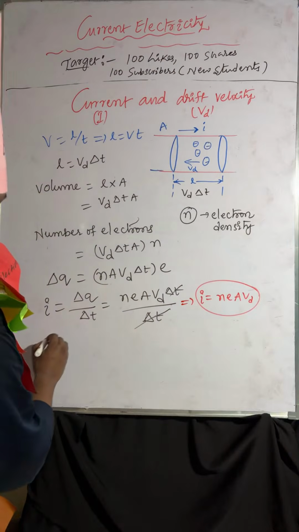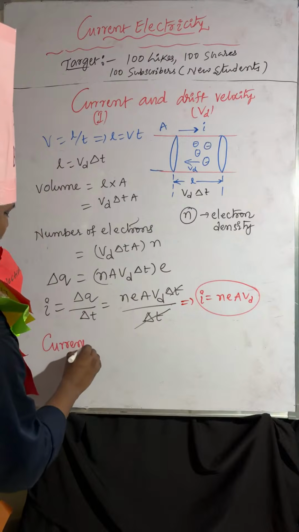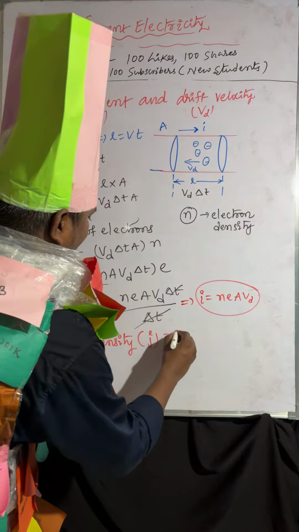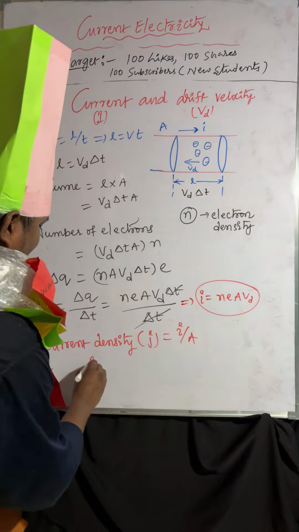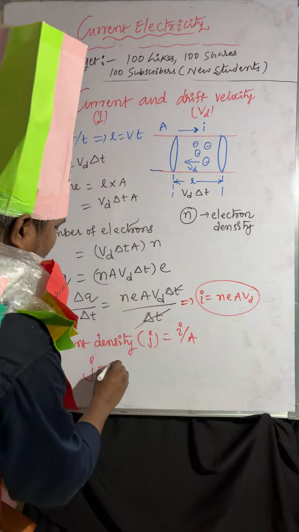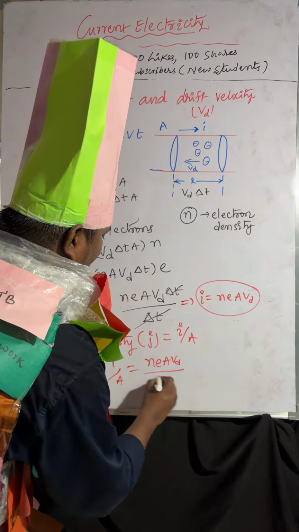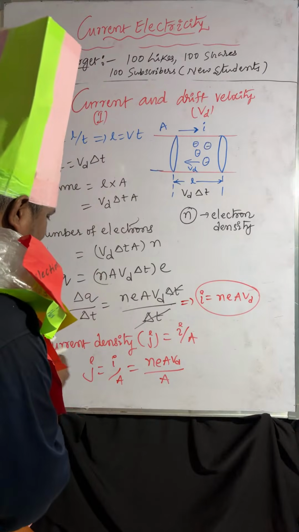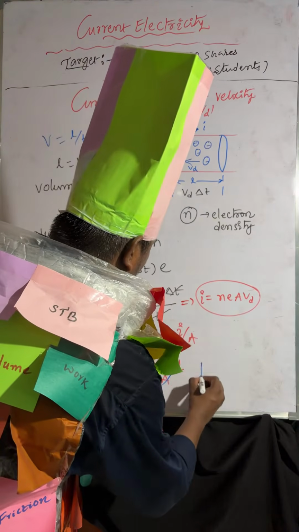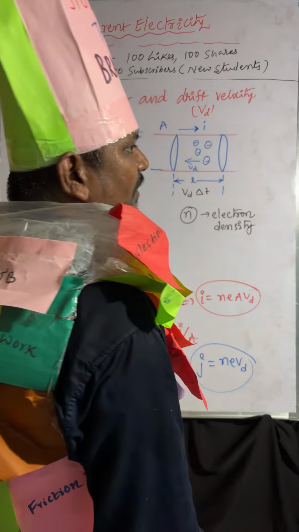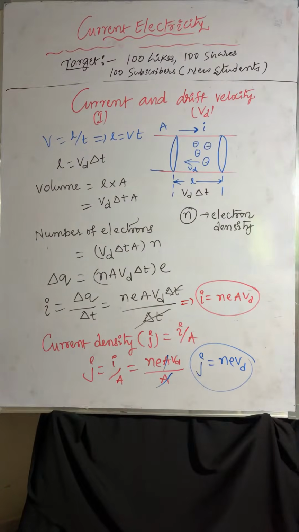Now current density formula. What is the current density? Current density J equal to I by A. So I by A, I am writing once again. N E A Vd by A. So A gets cancelled. Shall I cancel A? So then current density equal to N E Vd. Understood or not? Is it clear? Just check once. Is it clear? Current and drift velocity.